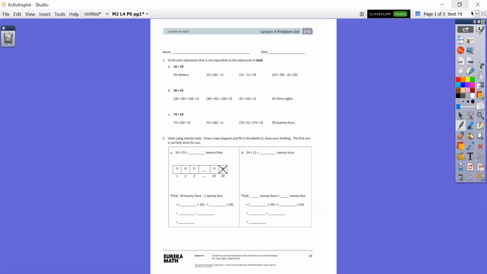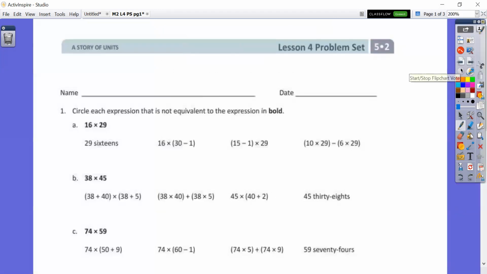All right, guys, let's get into our problem set now. So we've been working on those mental strategies, and we are going to see how we can do with it on our problem set. So it wants us to circle each expression that is not equivalent.